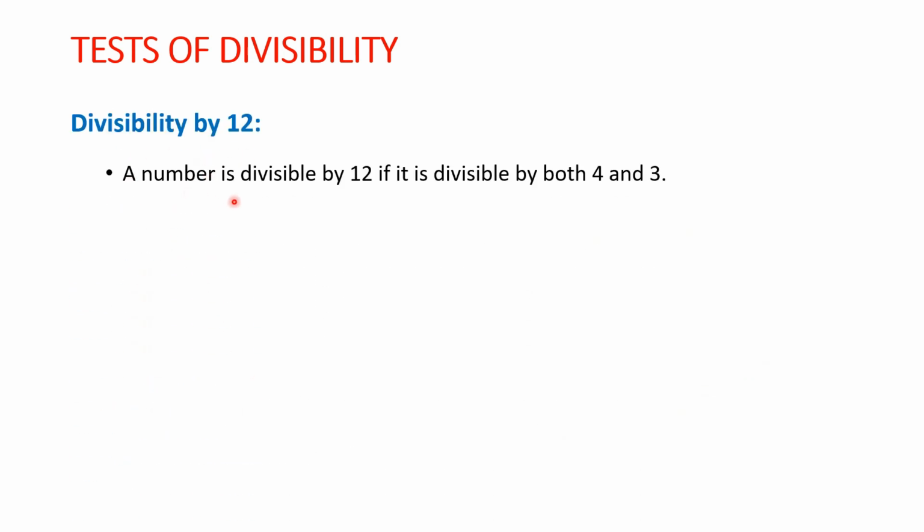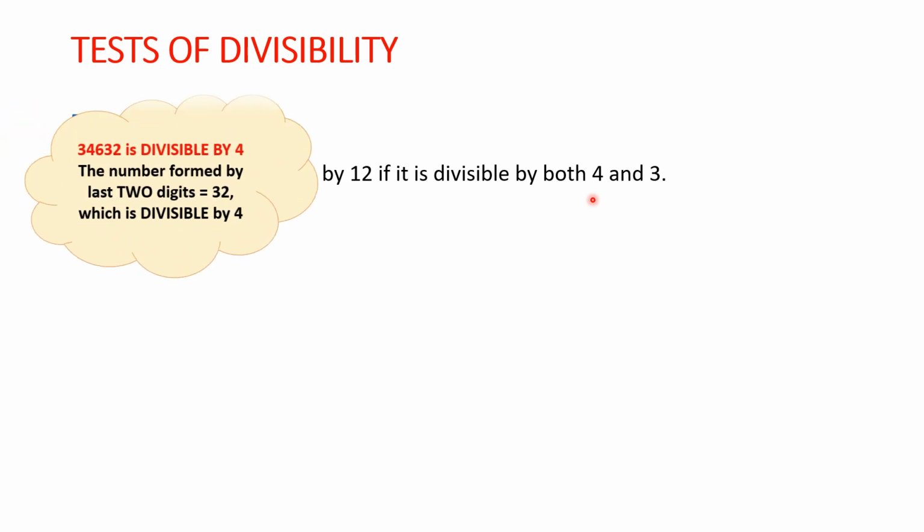Divisibility by 12. A number is divisible by 12 if it is divisible by both 4 and 3. To find whether the given number is divisible by 12, we have to check whether the given numeral is divisible by both 4 and 3. If it is divisible by both 4 and 3, then the given numeral is also divisible by 12. If it is not, then the given number is not divisible by 12.